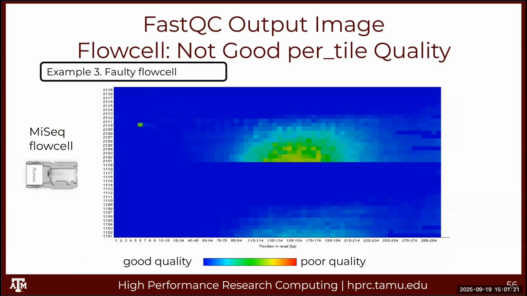Here's the flow cell. It should be all blue, but if you see a dot like this, something may be wrong. We wrote to Illumina and showed them this, and they said that is a faulty flow cell. They sent us a new one.